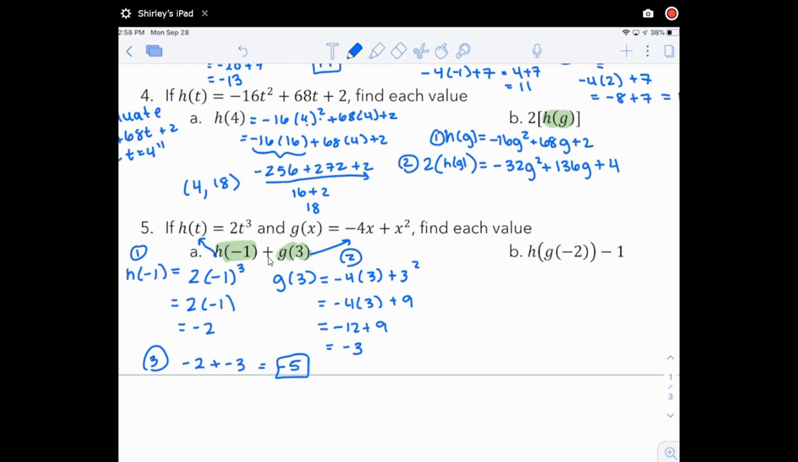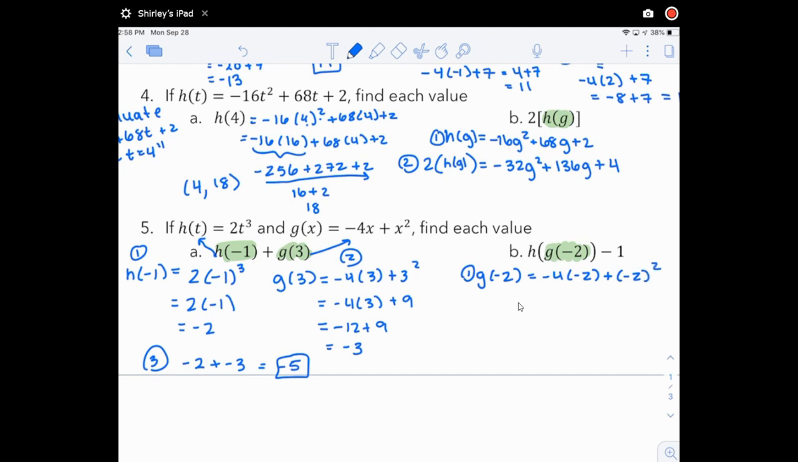Okay. So now for B, I have one similar to what I talked about up here, although this might be a little bit easier to conceptualize because I have an actual value in here. Okay, so I have a function inside of a function. So as always, you're going to work the innermost problem first. So right now, I look directly on the inside of all of these parentheses, and I see g at negative 2. So I'm going to answer that first. I want to figure out, well, what is g at negative 2? So I have negative 4 times negative 2 plus negative 2 squared.